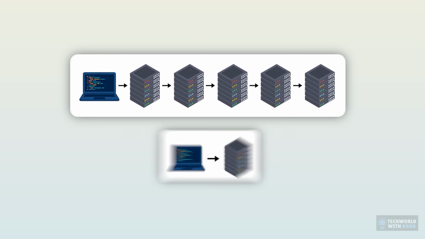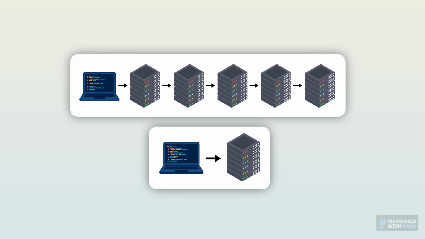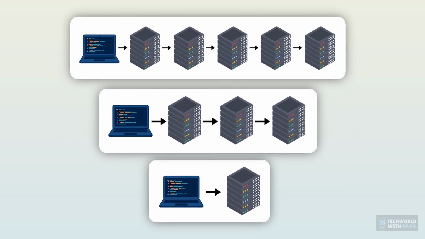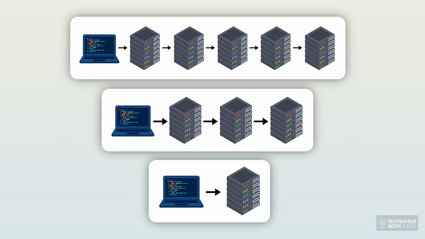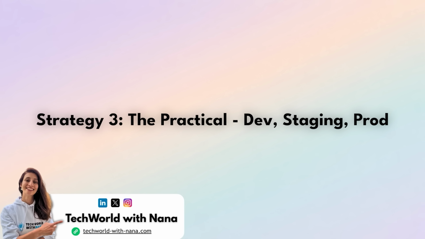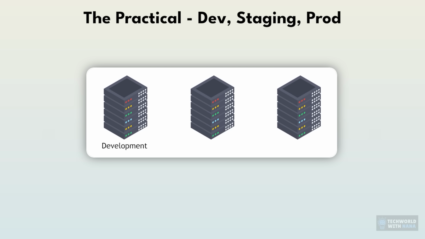So we saw these 2 approaches for deployment, which are kind of 2 extremes of each other. However, in practice, most teams actually end up somewhere in the middle. So let's call this strategy the practical. And this is what most pretty successful software teams actually do. They use 3 environments: dev, staging, prod.